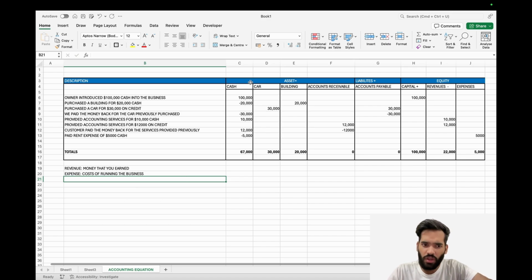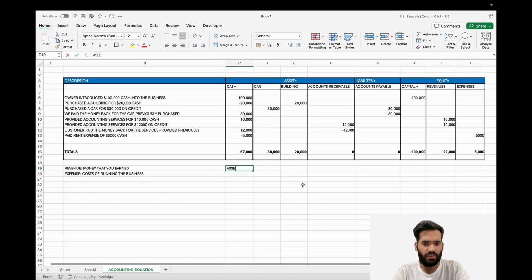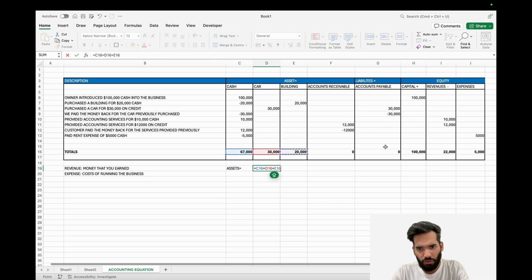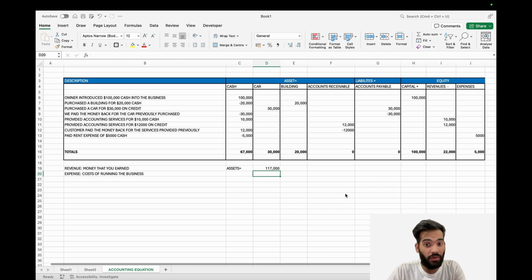Now let's see if the accounting equation holds true for this. What is the value of my total assets? Let's calculate that first. So the value of my assets is this plus, and then 0, 0. So 0, I don't have to add here. So assets are worth $117,000. Let's look at liabilities. Liabilities are worth, at the moment, $0.